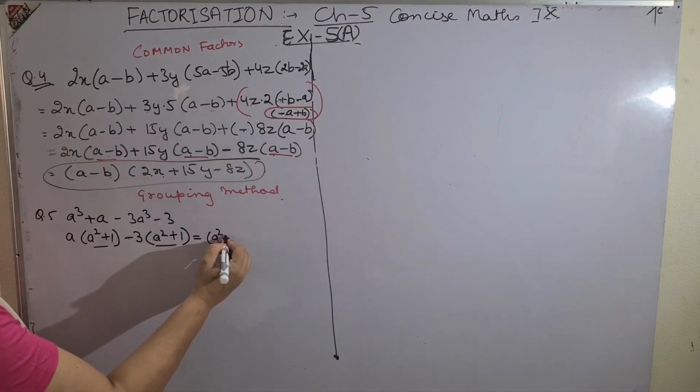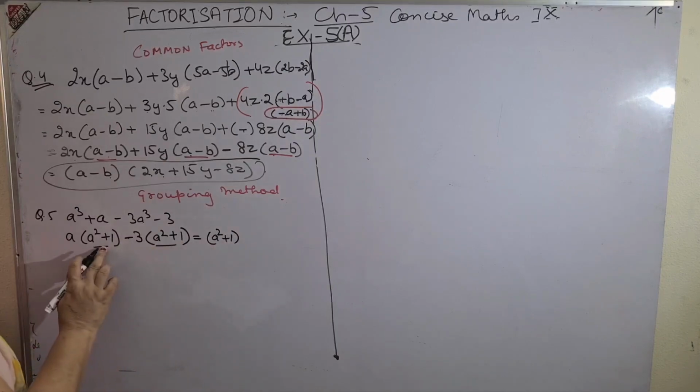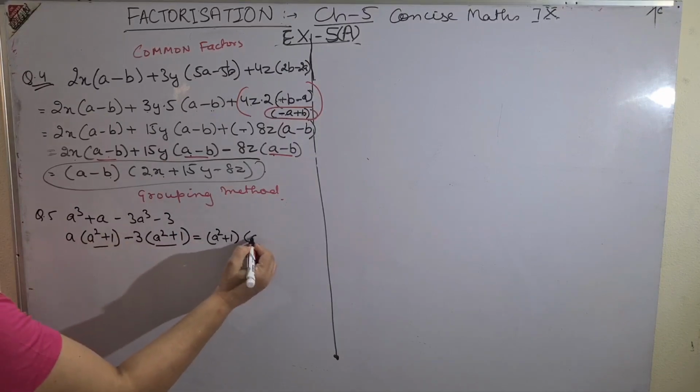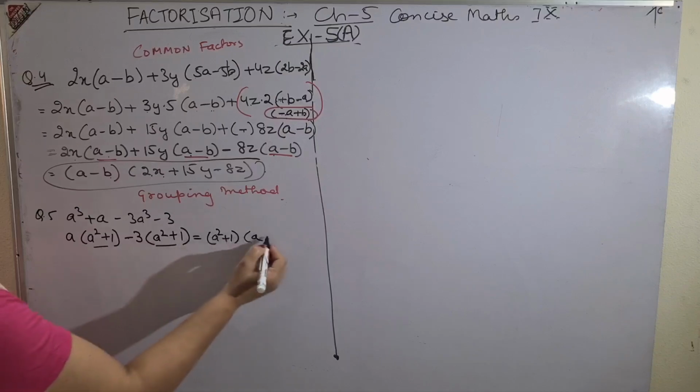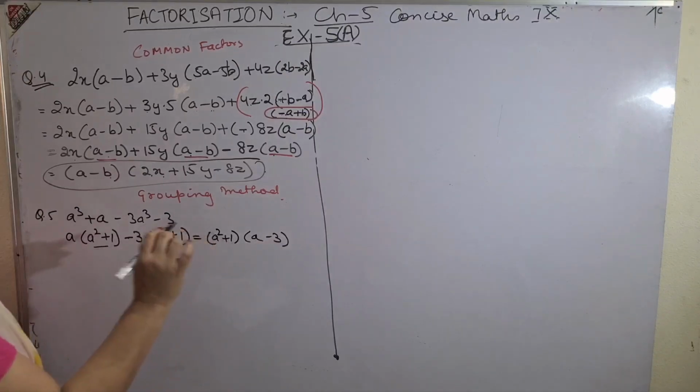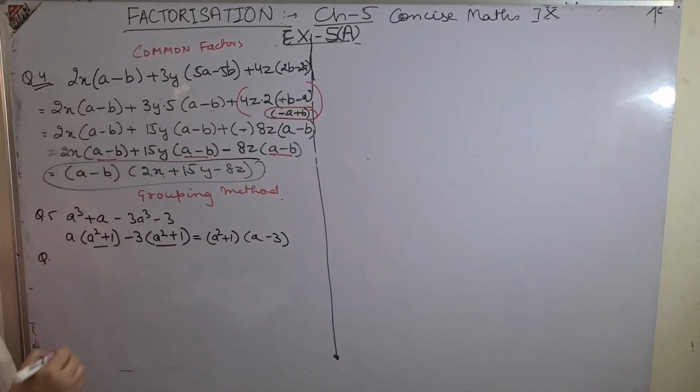So I will take the common factor out first. If I take from the first term, I am left with A. If I take from the second term, I am left with minus 3. And this is my required answer. So see, it is very simple. This is said to be grouping method, factorized by grouping method.